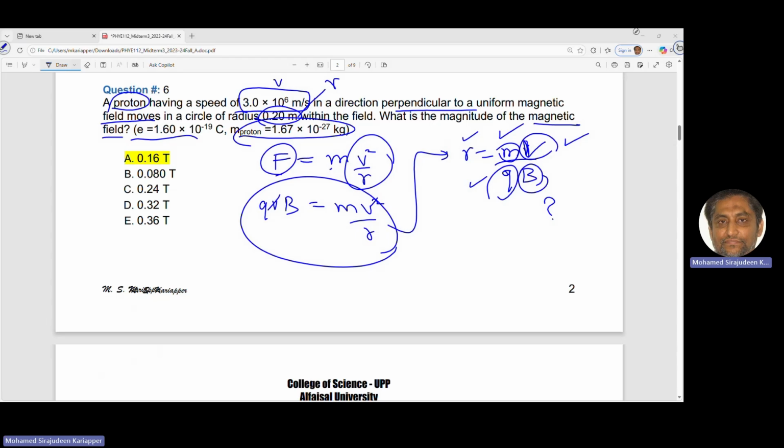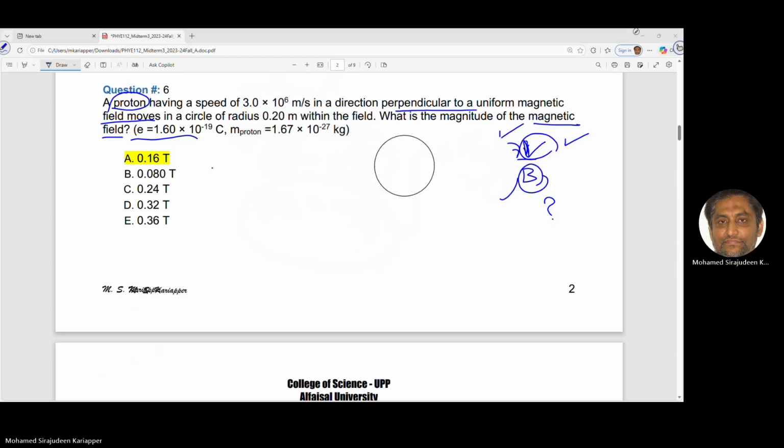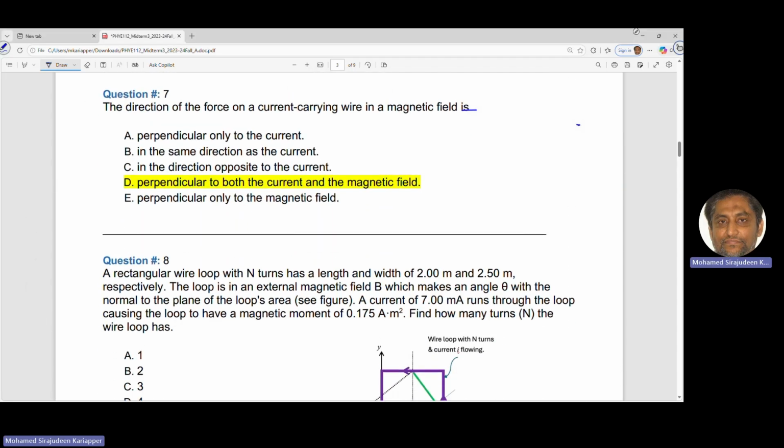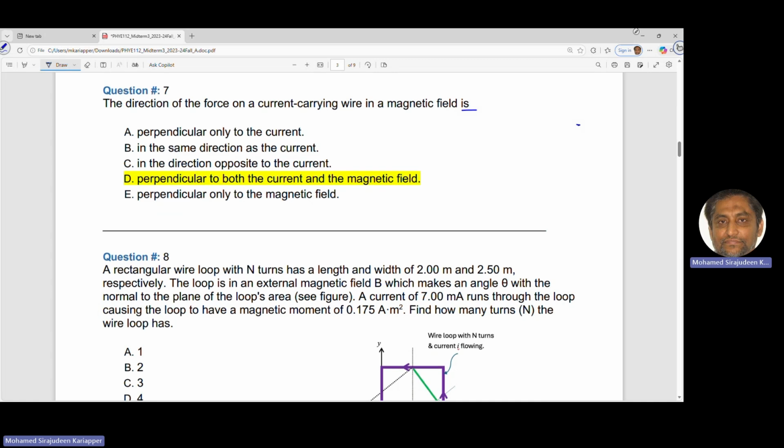Okay, we'll go to the next. Number 7. The direction of the force on a current carrying wire in a magnetic field. So you know the force is perpendicular to both the velocity and the magnetic field if it is a charged particle. Now, are we talking about a charged particle? No, we are talking about a current carrying wire.